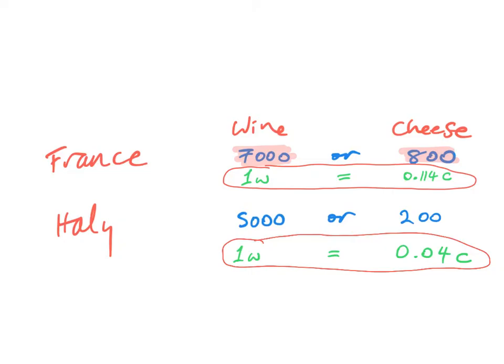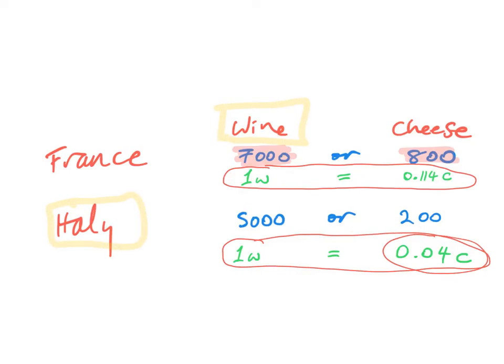What is better to sacrifice or to give up? Which is a lower trade-off? Which has a lower opportunity cost? 0.04 or 0.114? You can see that the opportunity cost of producing wine for Italy is much lower because it only gives up 0.04 tons of cheese. This means that the production of wine for Italy comes at a lower opportunity cost. So Italy should specialize in the production of wine.